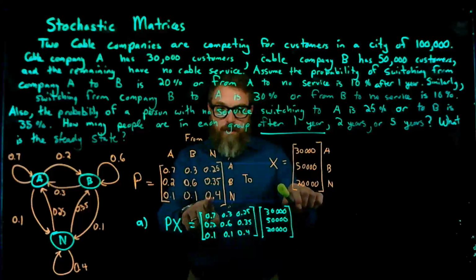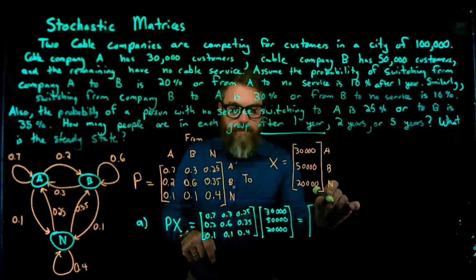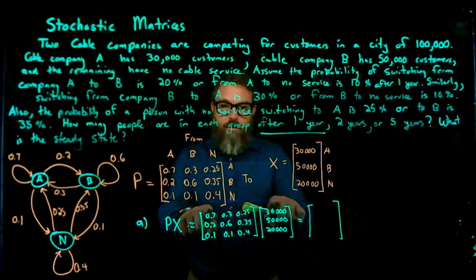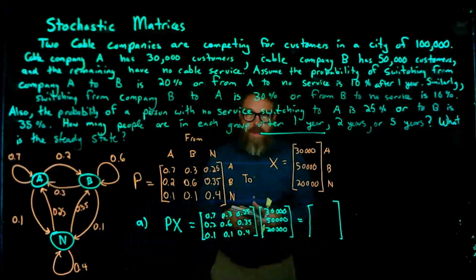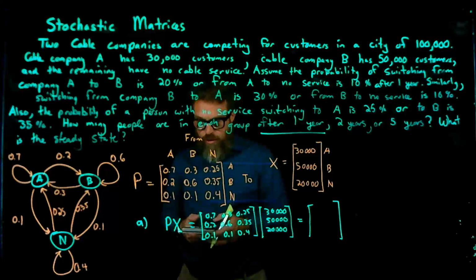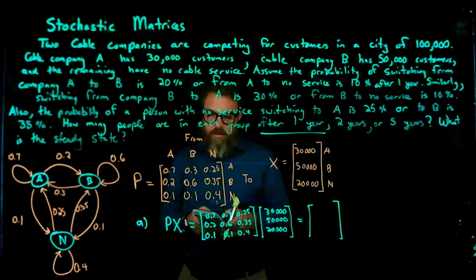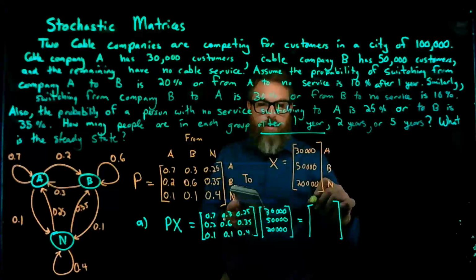So, it's just going to be 0.7 times 30,000 plus 0.3 times 50,000 plus 0.25 times 20,000. And let's do that real quick by hand. I'm going to find that first entry, and then I'm going to talk about how we do this using matrix multiplication in a calculator. So 0.7 times 30,000 plus 0.3 times 50,000 plus 0.25 times 20,000. Enter. So what I get for this is 41,000.